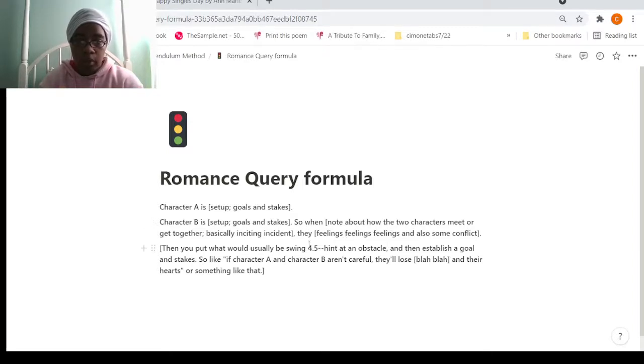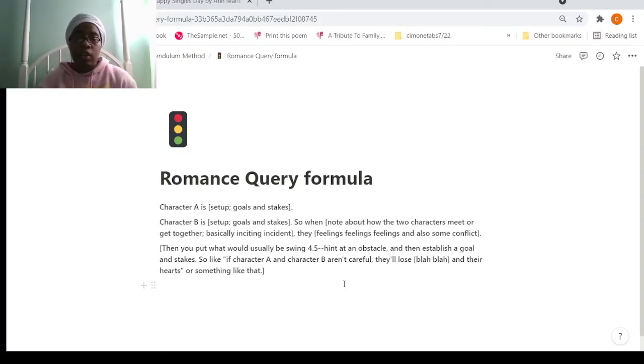Then you talk about how the two characters come together. So their inciting incident. And then you talk about some feelings and some conflict. And then you put what would be swing 4.5, which is your hint at an obstacle. You establish kind of like a goal and stakes. So if they don't do something, they'll lose, blah.